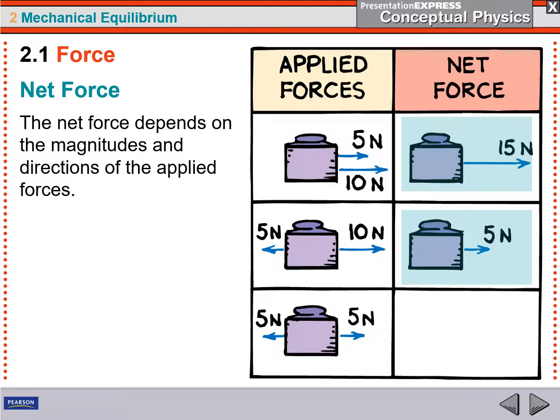And finally, here's the object with 2 5 newton forces acting in opposite directions. The net force is 0. This object would be in mechanical equilibrium. It would be motionless, stationary.